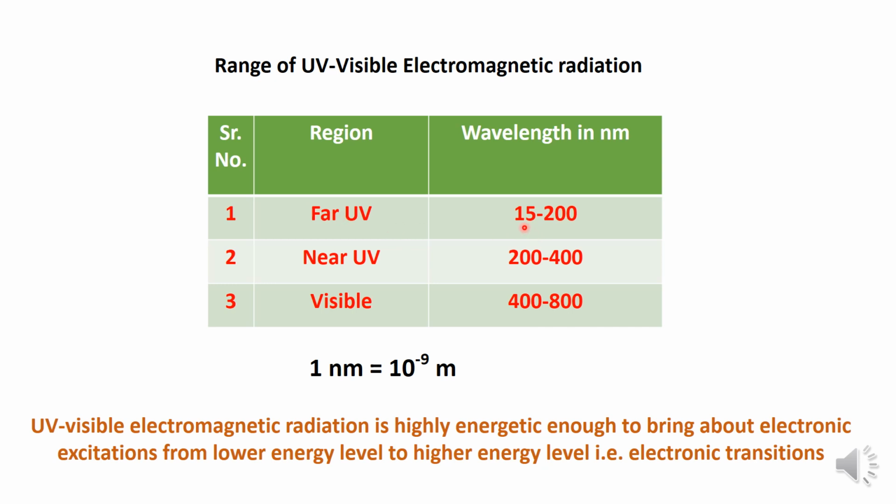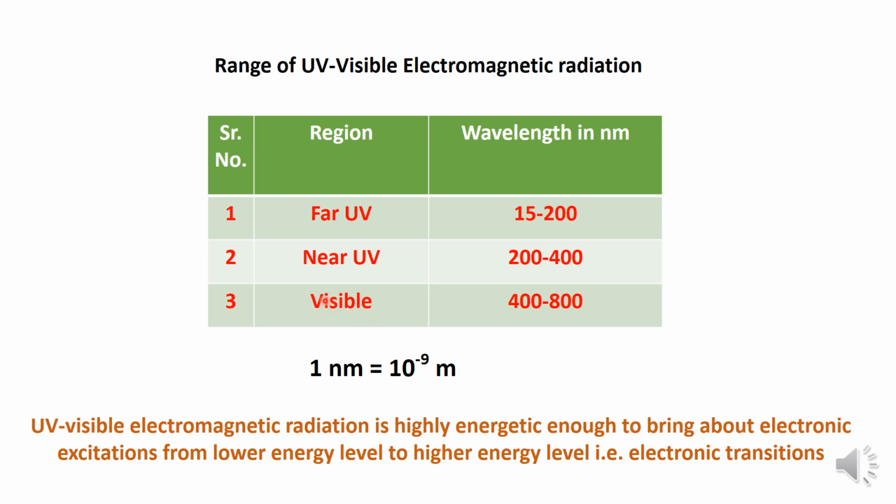One is the far UV region, between 50 nanometer to 200 nanometer. Another is the near UV region, between 200 to 400 nanometer. The third one is called visible, from 400 to 800 nanometer. Now the far UV region has a very short wavelength, and this particular part is not useful for UV visible spectroscopy because it cannot be detected by the spectrophotometer. Therefore, we cannot use this far UV region. We can use only two parts: one is near UV between 200 to 400 and the visible region, 400 to 800 nanometer. These two parts can be detected in the spectrophotometer, and therefore they are very useful in UV visible spectroscopy.